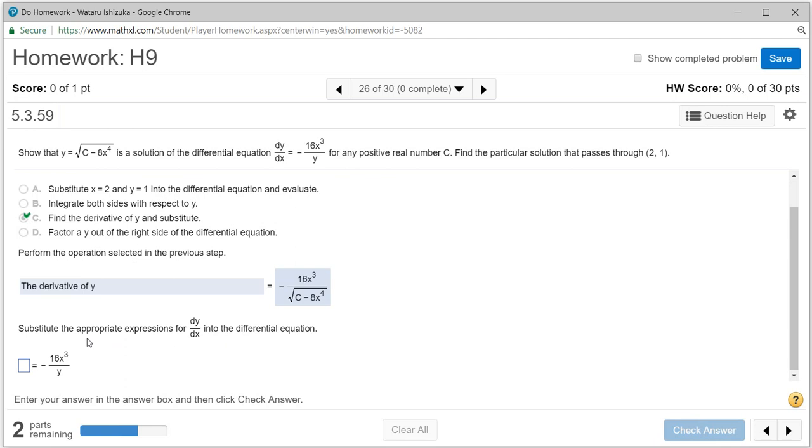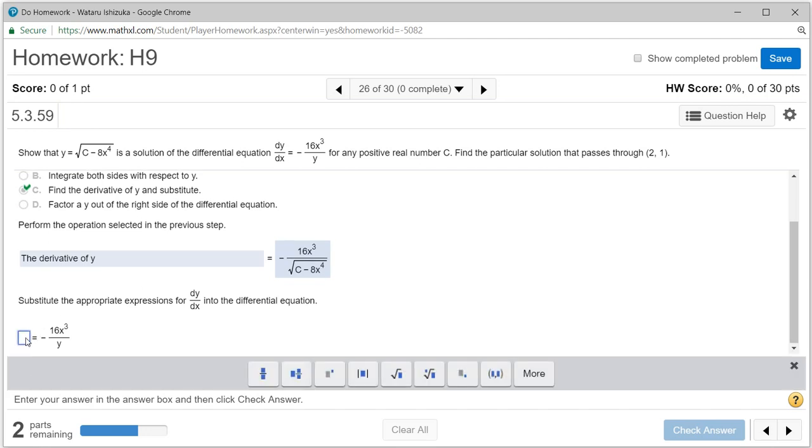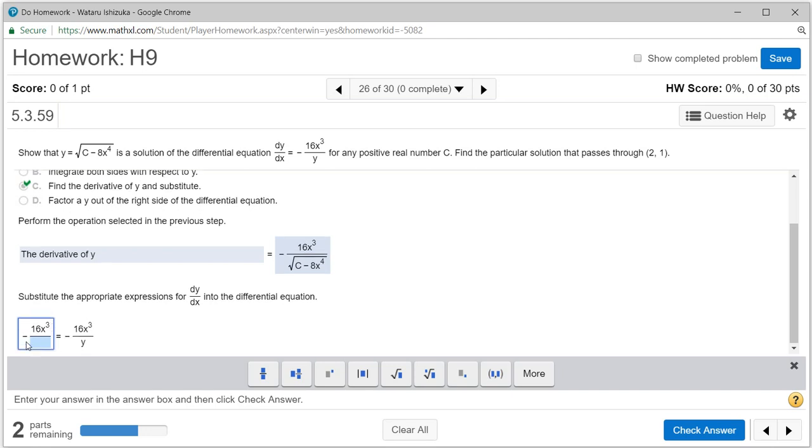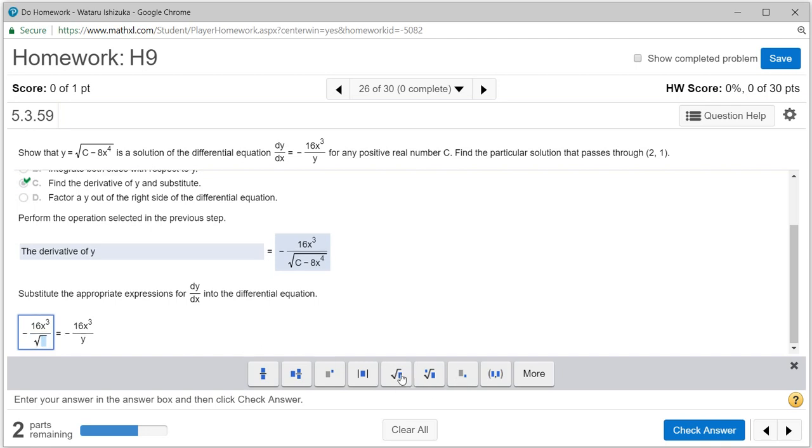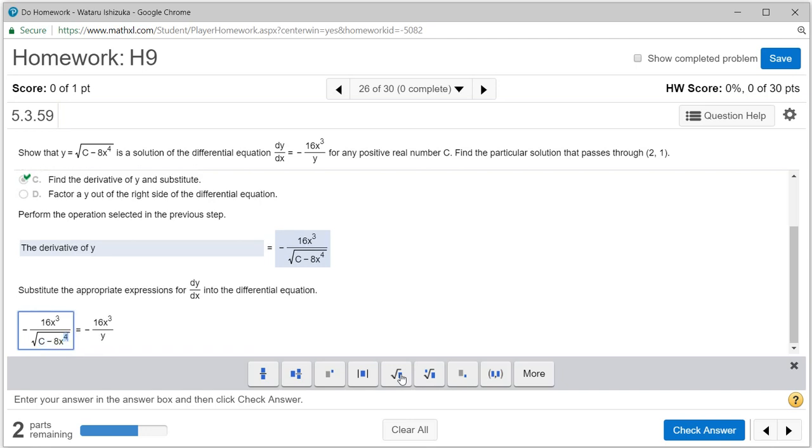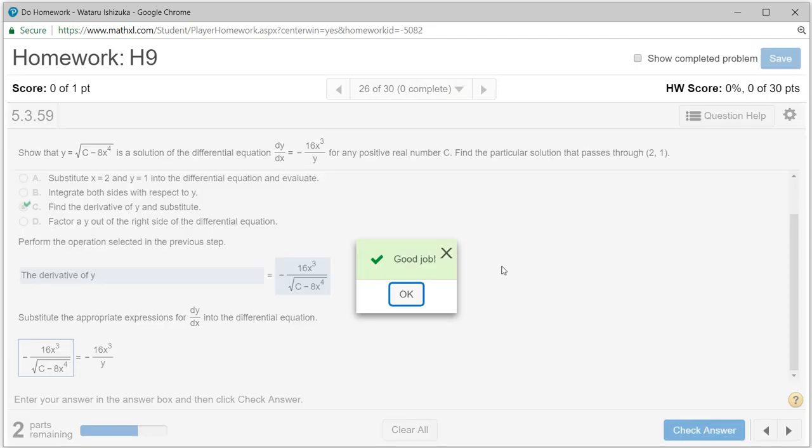Now substitute the appropriate expression for the derivative. We just have to put that in there. So it's going to be negative 16x cubed over the square root of, actually, we have to use this, c minus 8x to the fourth power. Check the answer. We got that.